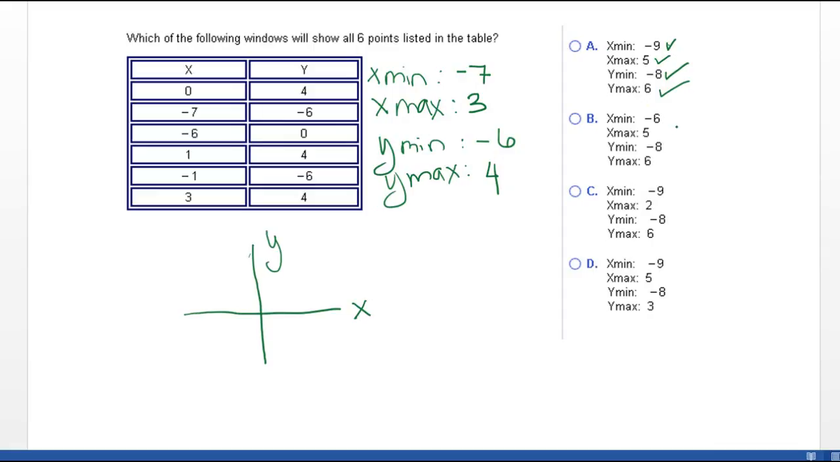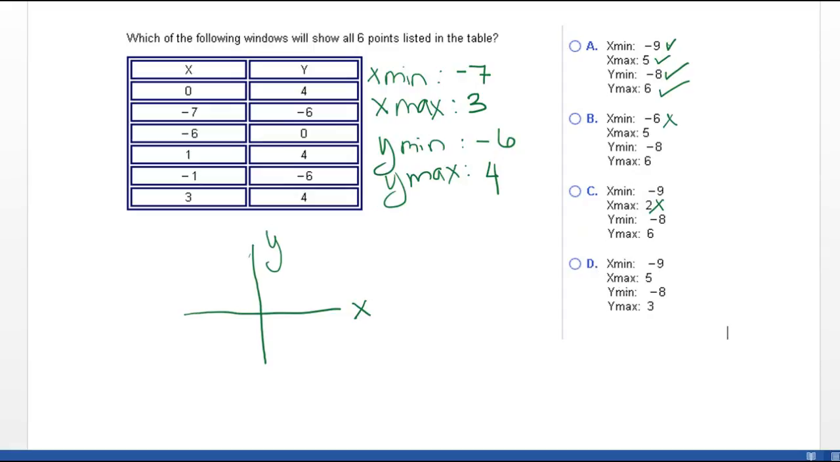Let's look through one option that won't work. So for B, an x min of -6, this will not work because we wouldn't be able to see the point that has a -7 right here. So B will not work because of the x min. So we don't have to check the rest of them. For C, if we're looking at the x min, this will work, that -9, but the 2 for the x max will not work because we wouldn't be able to see our point that has a 3 in our x. So that point 3, 4 would not be visible. So that one will not work.